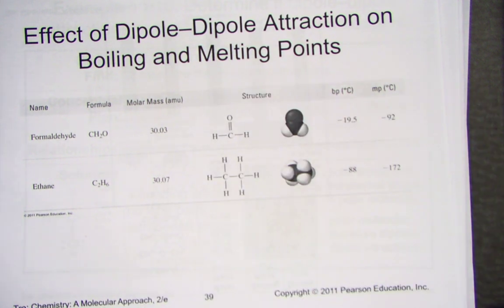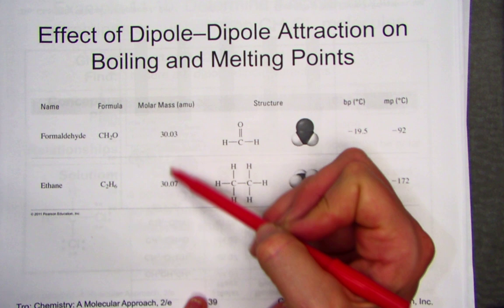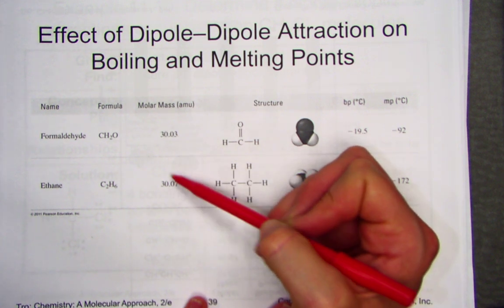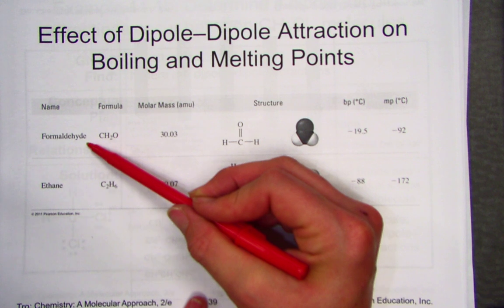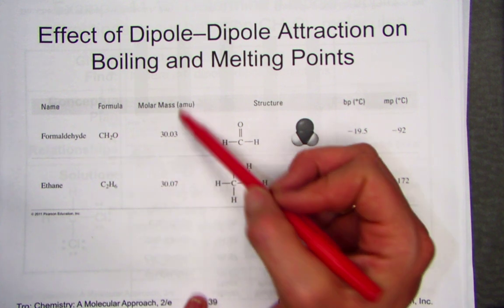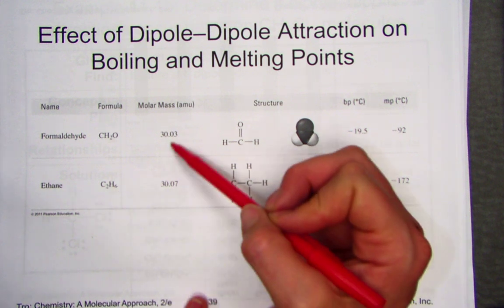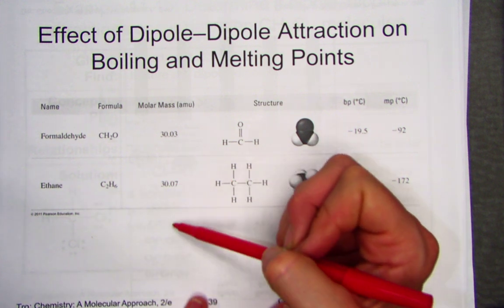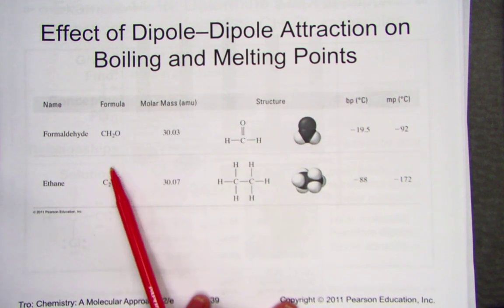The effect of dipole-dipole attractions on boiling and melting points. Thinking about a structure, CH2O, with very equivalent molar masses. CH2O is formaldehyde. We used to use it as a preservative in biology class. Molar mass of 30.03. Ethane is C2H6, molar mass pretty close to the same, 30.07. Based on the formula weight alone, I wouldn't be able to predict which boiling point would be higher or lower.